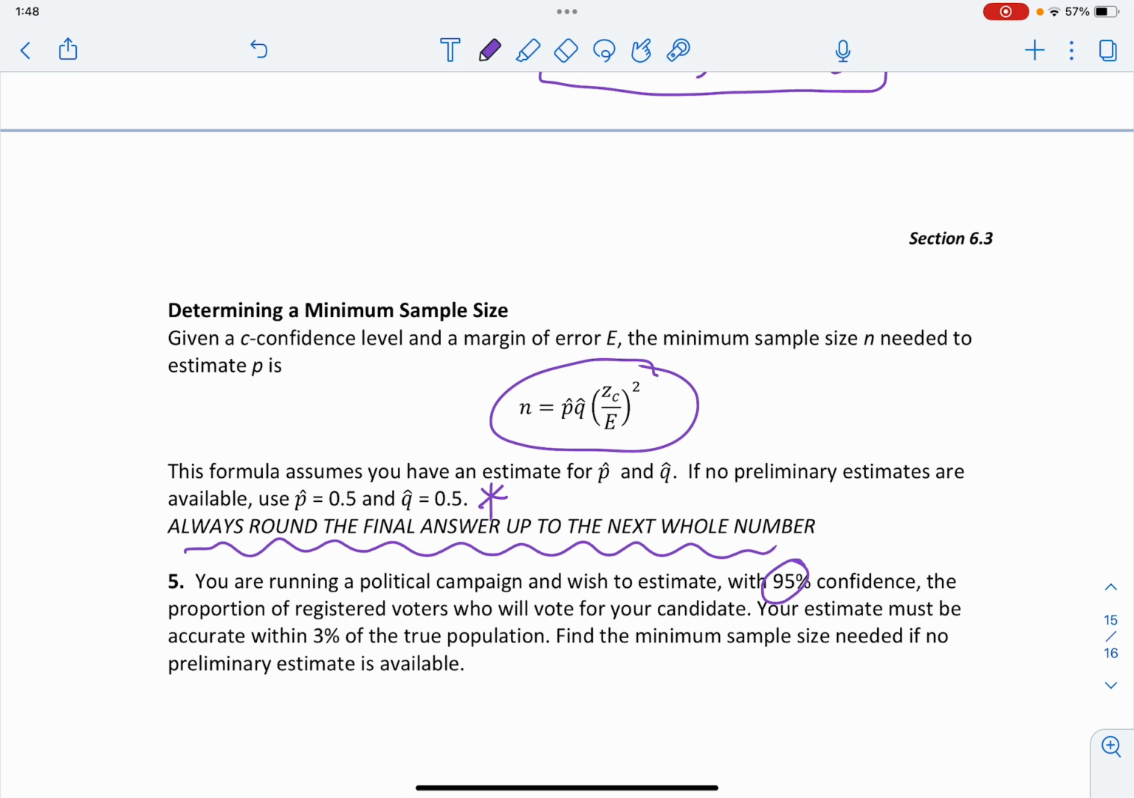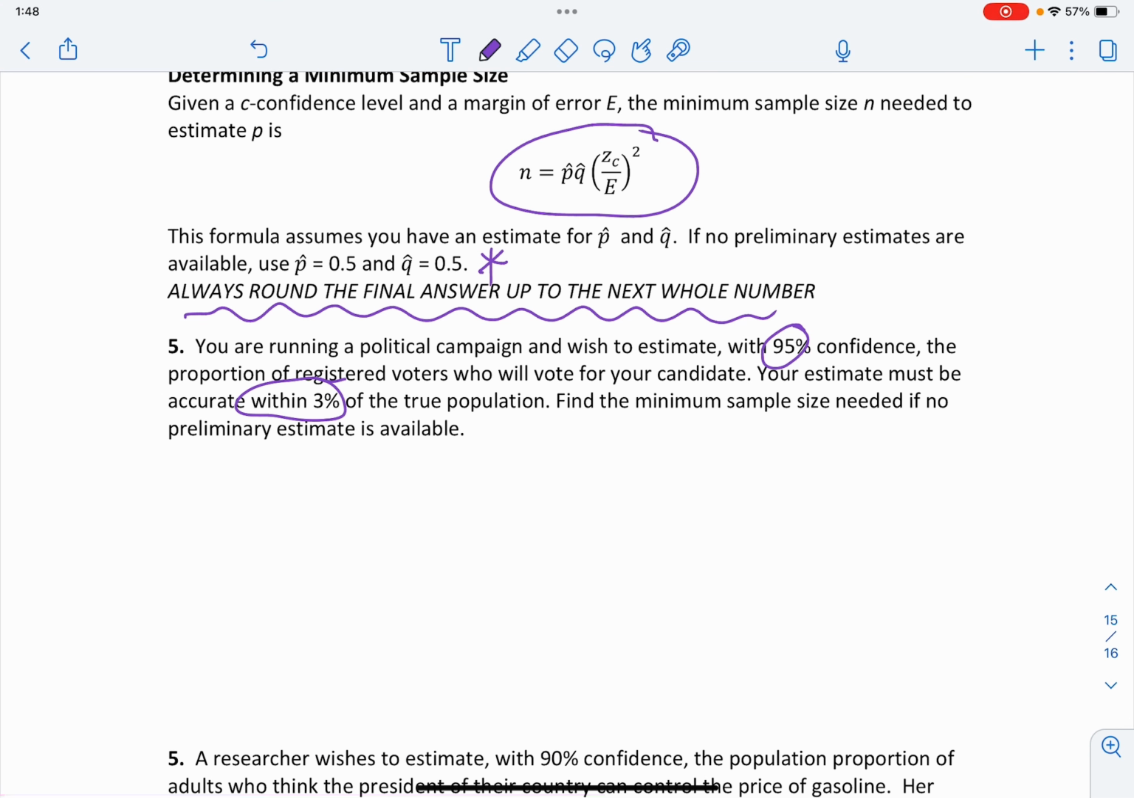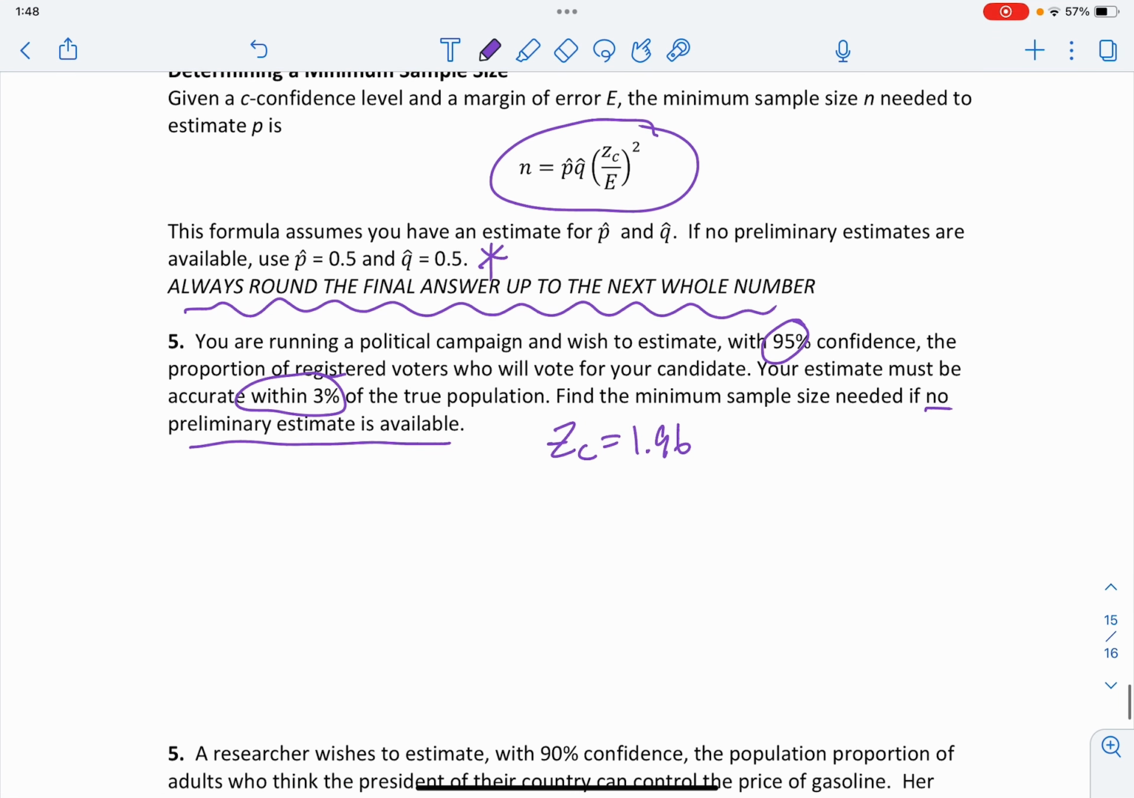Okay, so suppose you're running a political campaign and wish to estimate, 95% confident, the proportion of those that will vote for your candidate. Your estimate must be within, there's your margin of error, within 3%. Find the minimum sample size. So 95%, we know that one: zc is 1.96. Notice no preliminary estimate available, so we're going to be using p hat as 0.5 and q hat as 0.5.